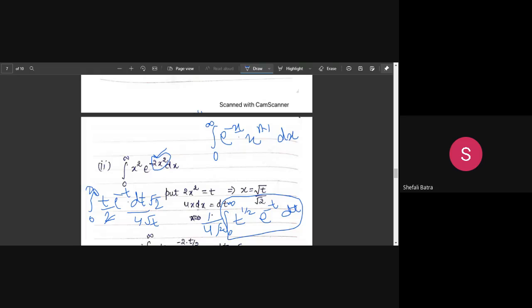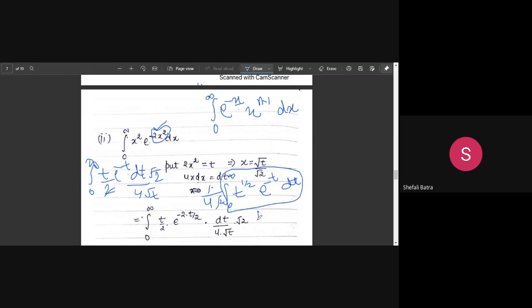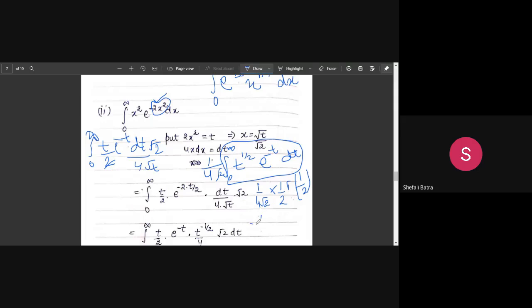Okay children, let's check. So 1 by 4 under root 2 gamma 3 by 2. Gamma 3 by 2 can be written as 1 by 2 gamma 1 by 2, right? And the answer would be root pi upon 8 under root 2.